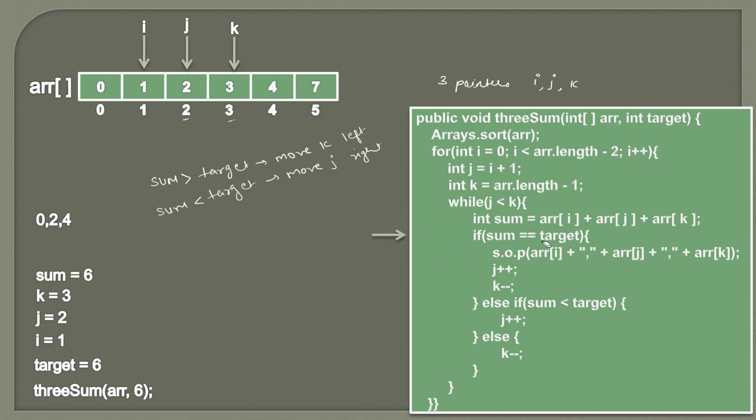So sum is equal to target. It means we have found one more triplet. So we will print it on the console. 1, 2, 3.